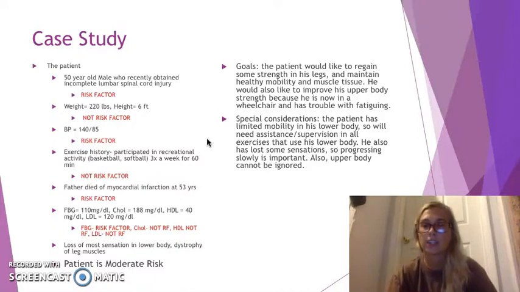Some special considerations: the patient has limited mobility in his lower body and is going to need assistance and supervision at all times, especially in his lower body. He's lost sensation, so slowly progressing and introducing him to the exercise is very important too. We can't ignore the upper body, so we have to make sure he is getting an even disbursement of treatment.